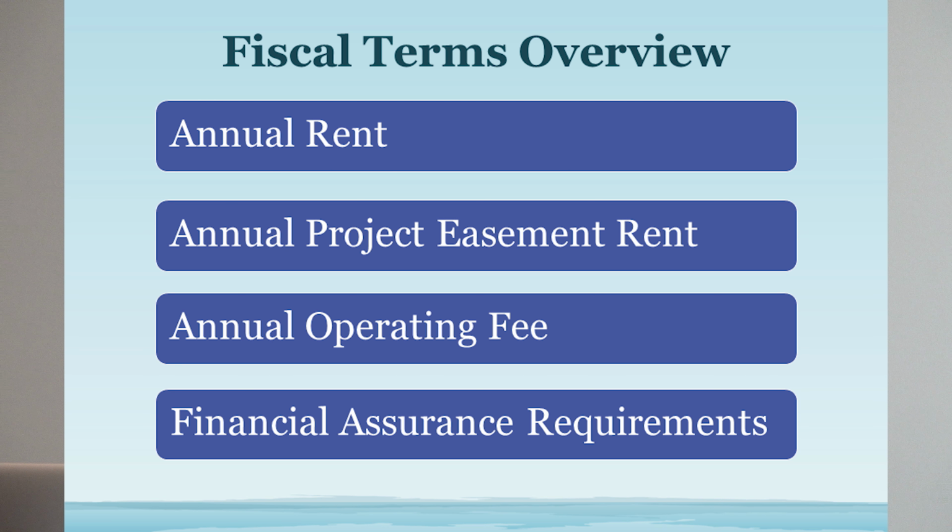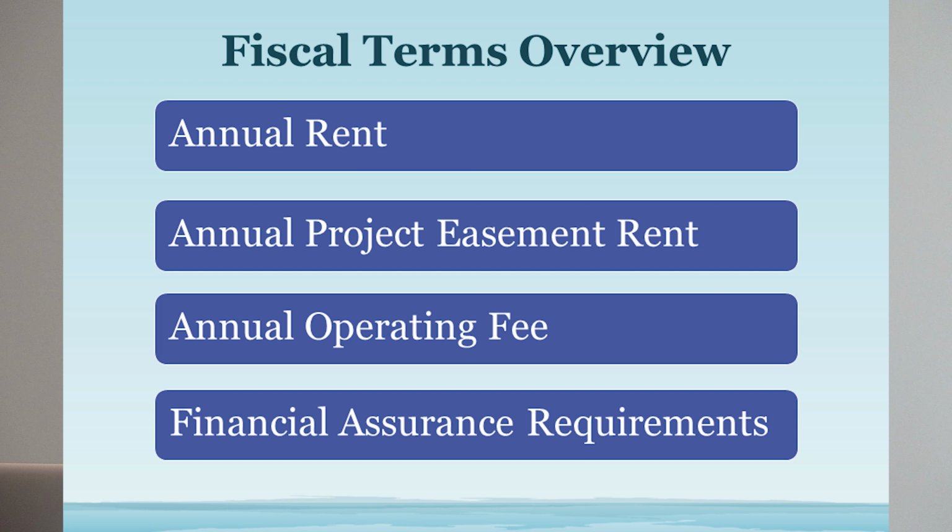Here's an overview of the fiscal terms I'm going to be talking about today. The annual rent is a payment associated with the proposed lease area itself. The annual project easement rent is a payment associated with the transmission cable to support the project. Once there's electrical generation at the site, we'll transition away from an annual rent payment toward an annual operating fee. And then finally, Wright mentioned it briefly, but there are various junctures where we have financial assurance requirements.